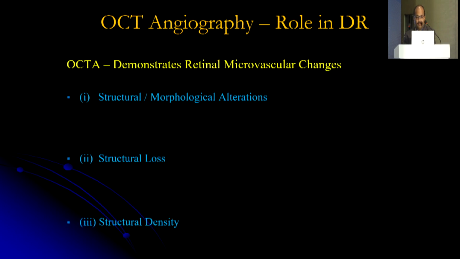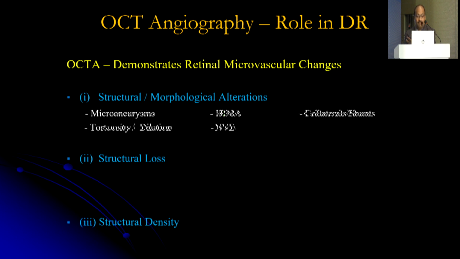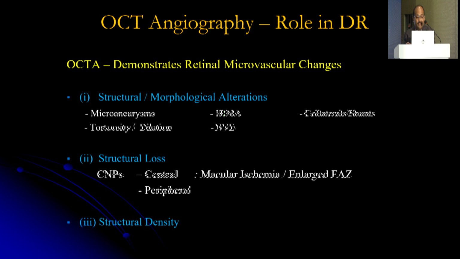So OCT angiography's role in diabetic retinopathy is basically to demonstrate the retinal microvascular changes. These can be structural or morphological alterations, showing up microaneurysms, tortuous dilatation, IRMA, NV, collateral shunts, but also demonstrating structural loss in terms of capillary non-perfusion areas, centrally, which is macular ischemia or an enlarged FAZ, or peripherally. And also different indices for looking at structural density, such as perifoveal capillary density, which is fairly popular.